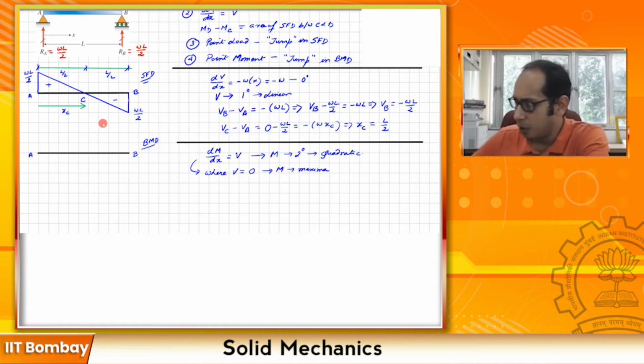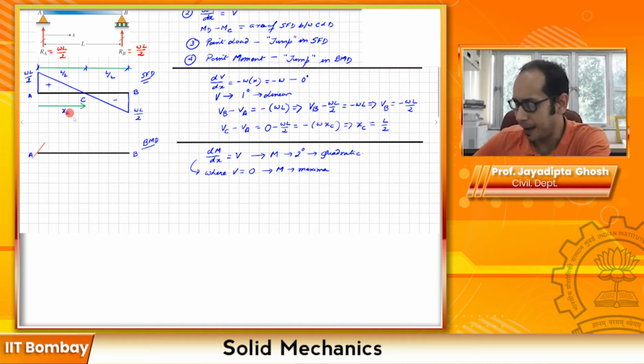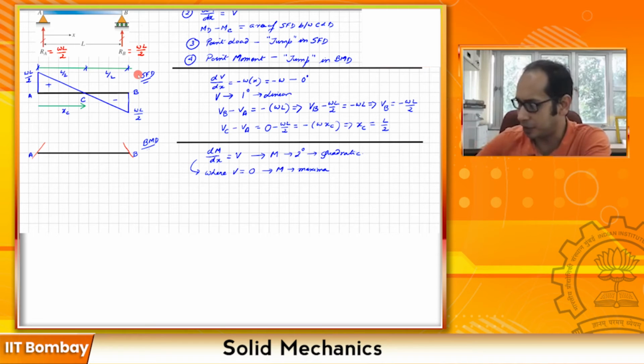Now how do I know whether it will be an upward quadratic or downward quadratic, like here? Remember dM/dx equals V, right? So at x equals 0, what is the value of V? It is wL over 2. So it is going to have a slope somewhere something like this. Then at x equals to b, dM/dx equals the V at b, which is minus wL over 2. So here also the slope will be something like this. In between you have the quadratic variation, and the maximum of that will be at V equals 0, that is at this particular point, at this point c.